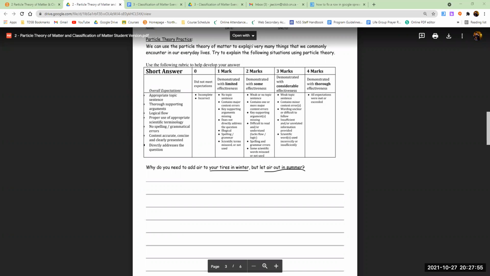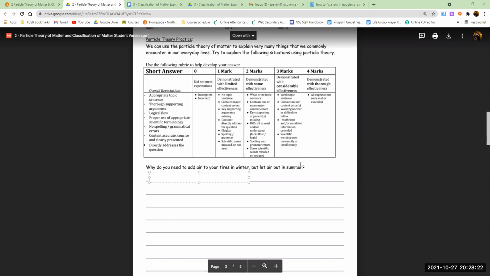How would you answer that question without chemistry knowledge? Well, you might have heard or seen hot air balloons, and hot air balloons go up because hot air expands and it's less dense. See, that wouldn't be enough. You would get maybe a mark of 1 or 2 out of the 4 if you did that. You're not referring to the particle theory of matter. So here's how you might refer to the particle theory of matter to answer this question.